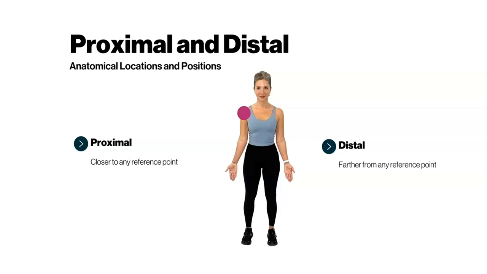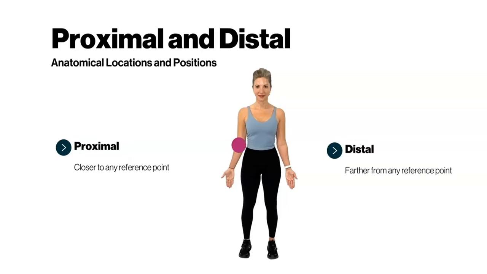Not to be confused with medial and lateral, proximal and distal are different. Proximal and distal refer to structures that are closer to the trunk or further away from the trunk. For example, if we look at the arm, the shoulder is the point at which the arm attaches to the body or the trunk. Therefore, the shoulder will always be proximal to the elbow, and the elbow, as you can see here, will always be proximal to the wrist. However, the elbow is distal to the shoulder.